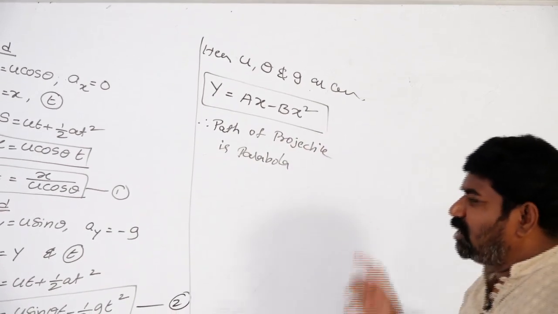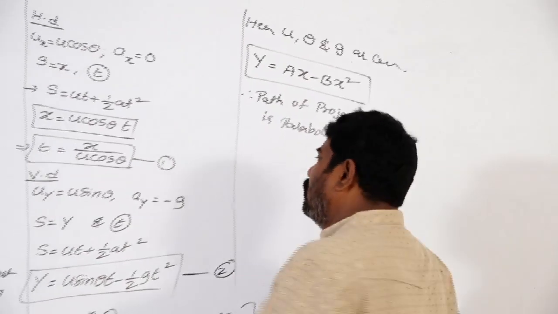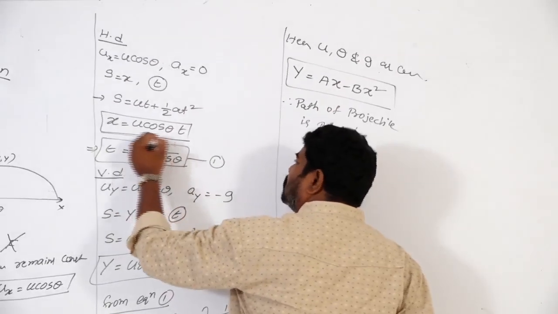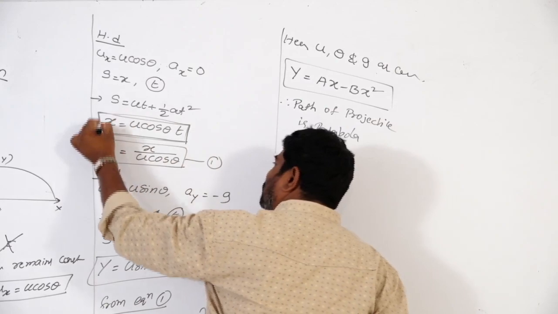Here, from an objective point of view, first of all, what is the horizontal distance travelled in t seconds?